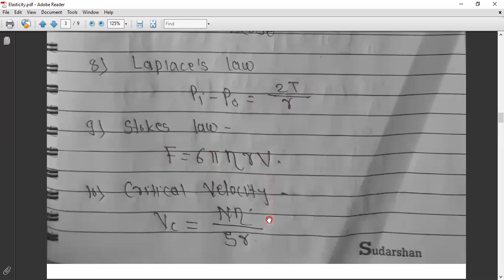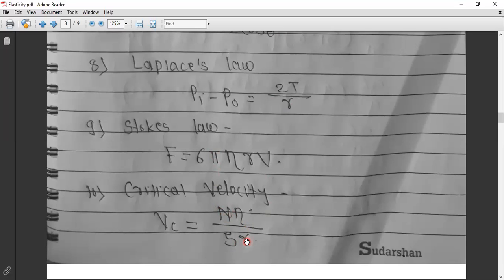Then critical velocity in terms of Reynolds number. Critical velocity means the velocity of the body through the liquid when it remains constant and does not change. This critical velocity is equal to n, the Reynolds number, which remains constant, times eta, the coefficient of viscosity, divided by rho, the density of the liquid, and r, the radius of the spherical ball. So this is some of the theoretical part of the properties of the liquid.